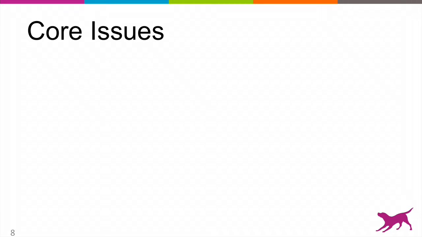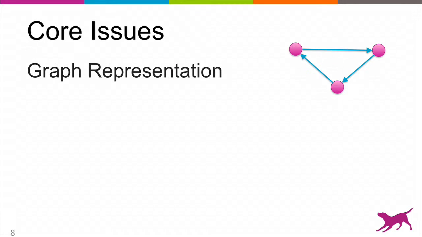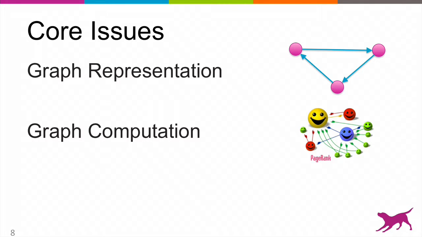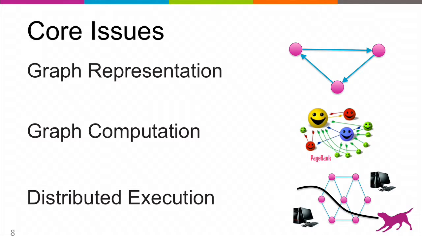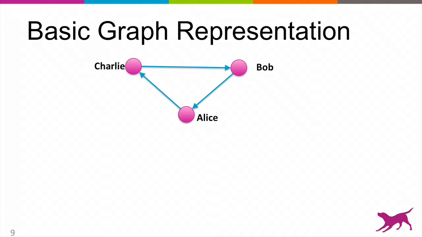So the core issues with scaling graphs revolve around very, very classical data structure problems. Data representation: how am I going to represent the graph? How am I going to do computation? And how am I going to distribute the execution? So let's look at a really basic graph representation question. We have this little graph here among Alice, Bob, and Charlie.